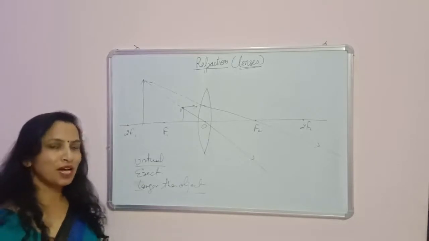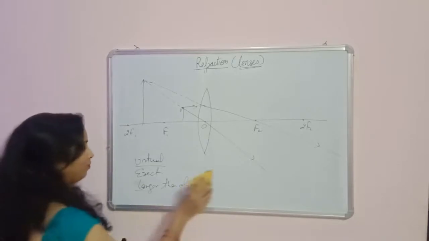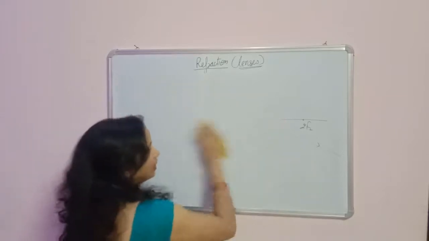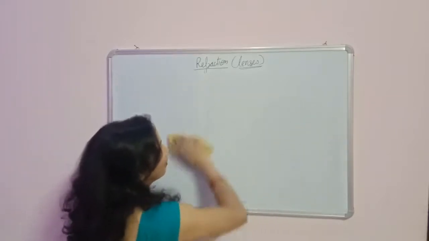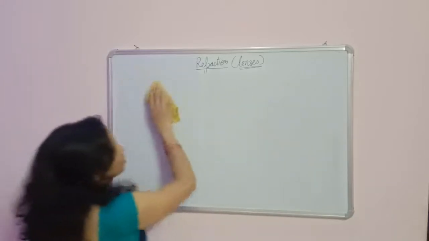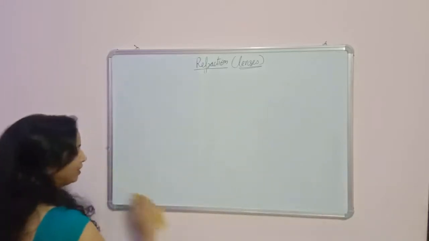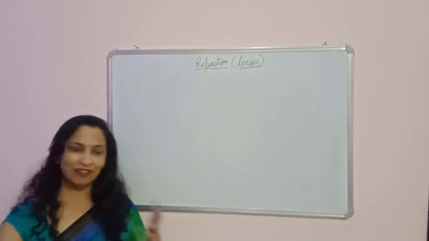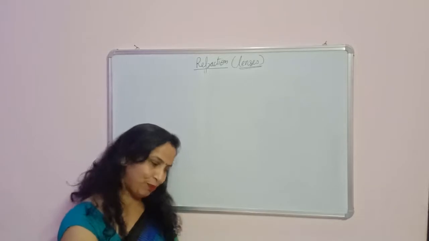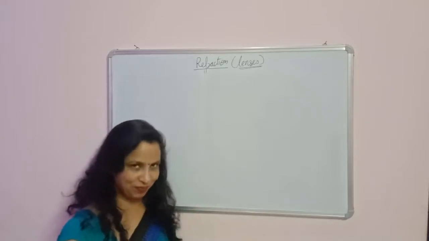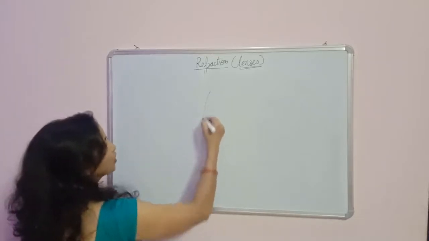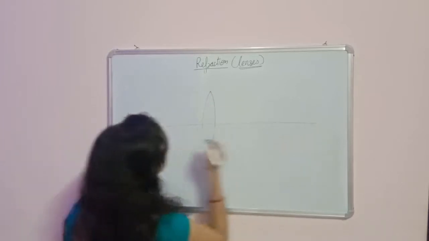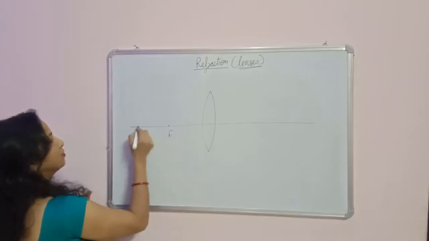Now suppose an object is at infinity. I think you did this experiment at your home. If you have a convex lens, most children like to burn a piece of paper. They focus the sunlight on the paper and the paper starts burning. So what happens actually in this case? This is a lens and this is the principal axis.